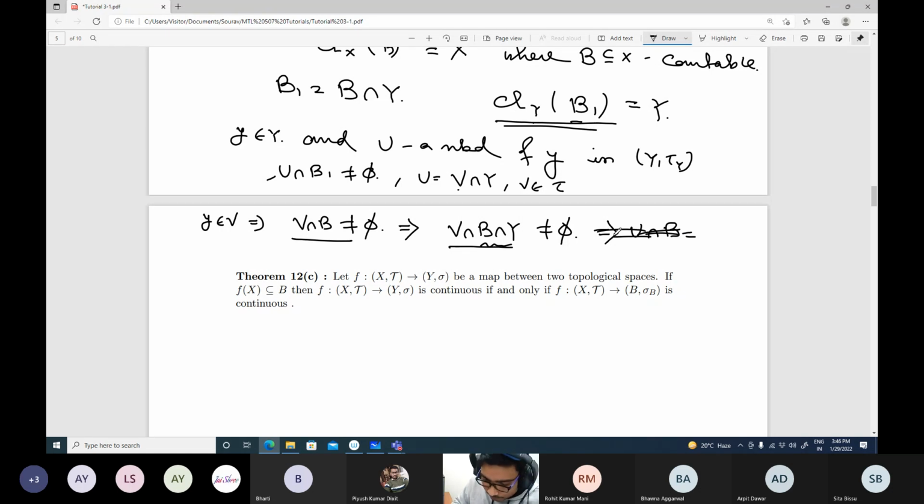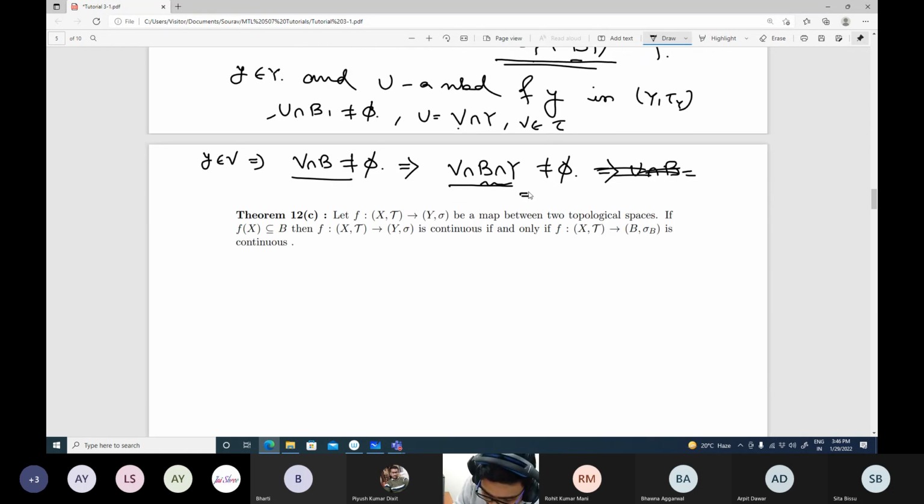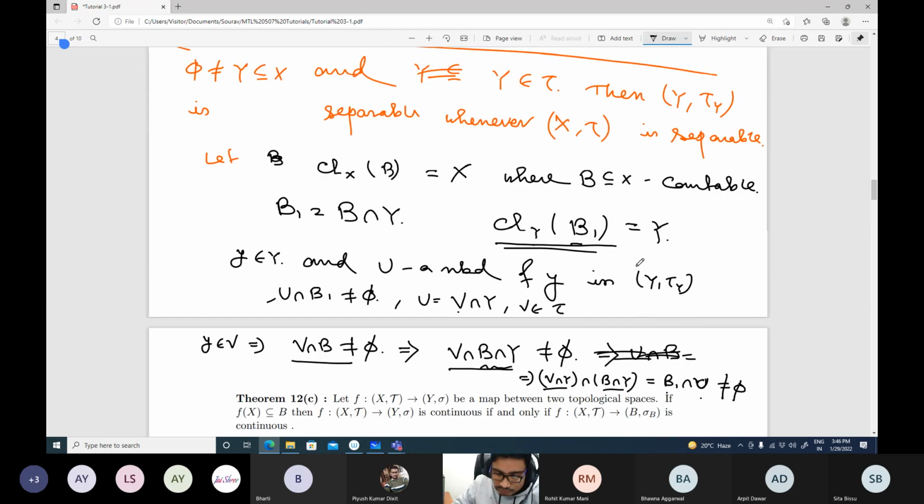Now U intersection B. So this can be further written as V intersection Y intersection B intersection Y, right? And this is B1 intersection U, because this one is U and this one is B1. So this is non-empty, and therefore we are done. Means closure of B1 is Y. Tell me if it is not clear. We'll explain it again.